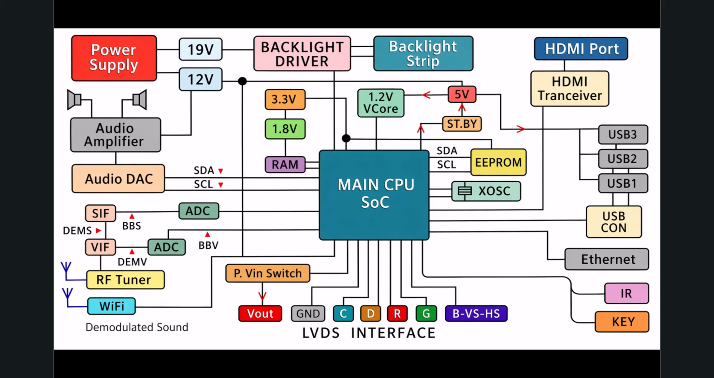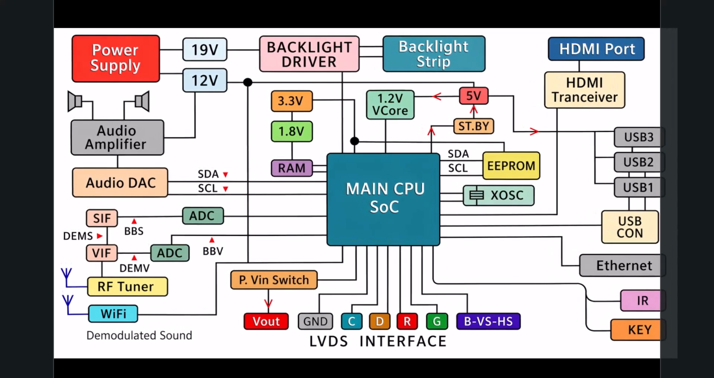Let us begin at the very foundation of any electronic system, the power. If you direct your attention to the top left of our diagram, you will see the red block labeled power supply. When you plug your device into an electrical outlet, this unit takes the high voltage alternating current, AC, and meticulously steps it down into stable, manageable direct current, DC, voltages. In this specific architecture, the power supply generates two primary voltage lines, 19 volts and 12 volts.